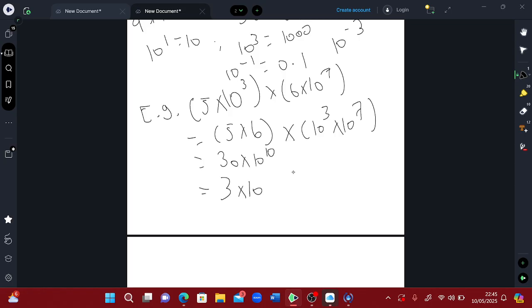Actually, 30 is 3 times 10, right? So 3 times 10 times 10 to the 10. Remember, this is a hidden power of 1. So it's 3 times 10 to the 11 if we add them again. This is now in exact standard form. So this is your answer here.